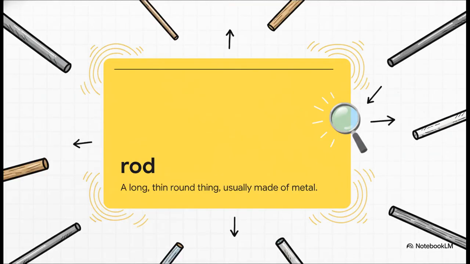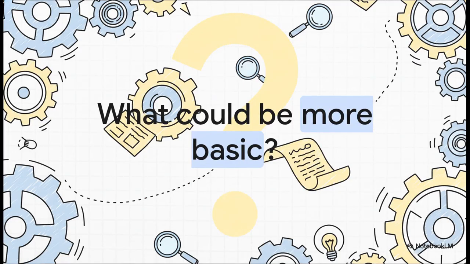So if you look it up in, say, the Simple English Wiktionary, the definition seems totally straightforward. A rod is a long, thin, round thing usually made of metal. Yeah, a rod is a rod. You can see it, you can touch it. Simple. I mean, what could be more basic than that, right? It seems like an open and shut case.